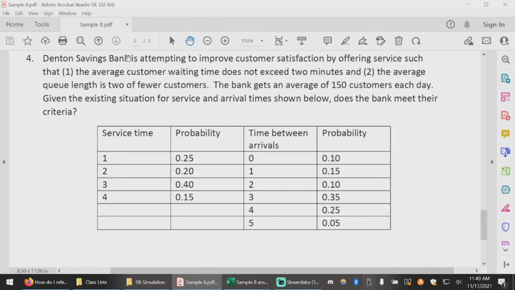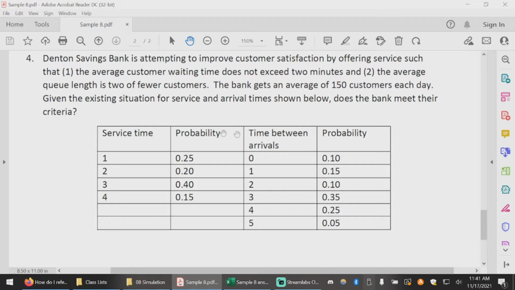Denton Savings Bank is attempting to improve customer satisfaction by offering service such that the average customer waiting time does not exceed 2 minutes and the average queue length is 2 or fewer customers. That's what they would like. The bank gets an average of 150 customers each day. Given the existing situation for service and arrival times shown below, we want to figure out, does the bank meet their criteria?